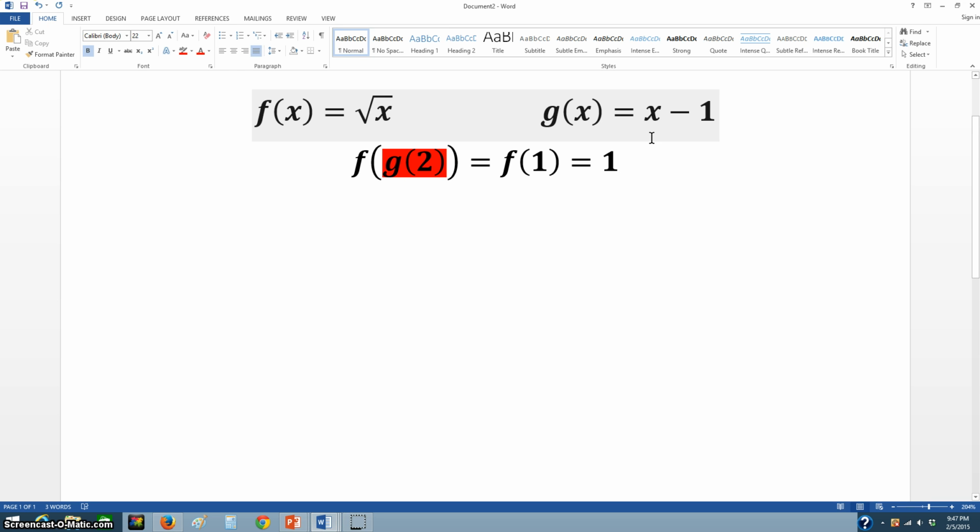Now, whenever we're doing composite functions, we don't need to worry about plus or minus when we take the square root of numbers. So for this case, it's going to be positive 1. Okay, let's move on to the next example.